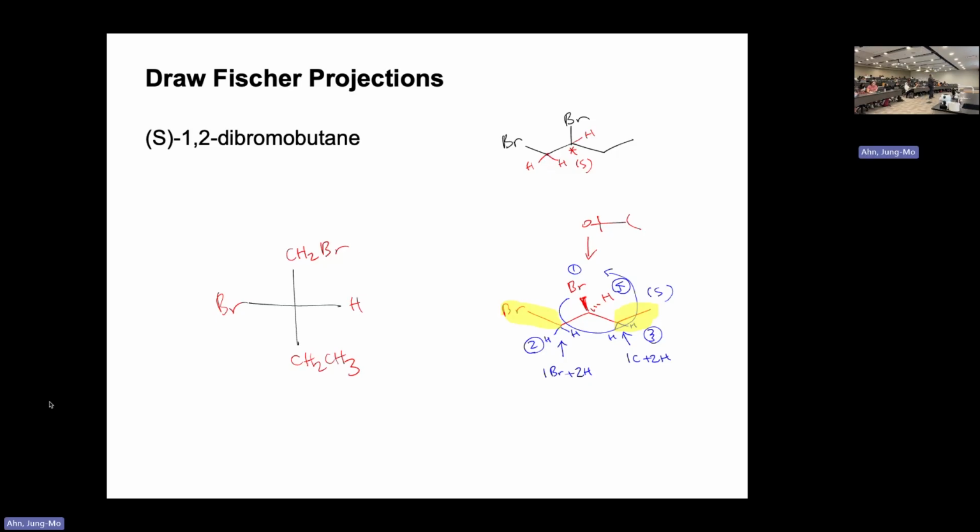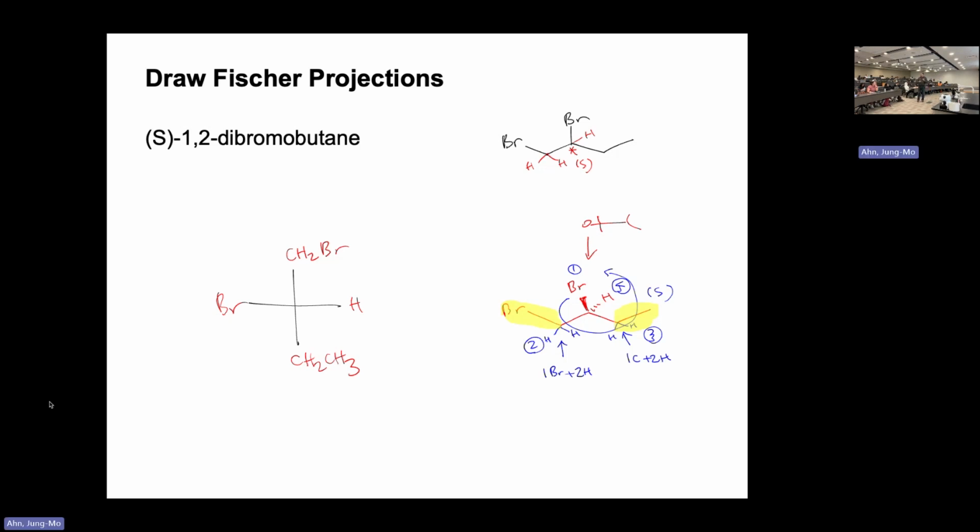Again, this is what I got. After that, I'll double check. We already know that's S configured, so this has to be S. So let's do that. Bromine gets number 1 priority. This gets number 2. That gets number 3. That goes clockwise. So which one is wrong, right?